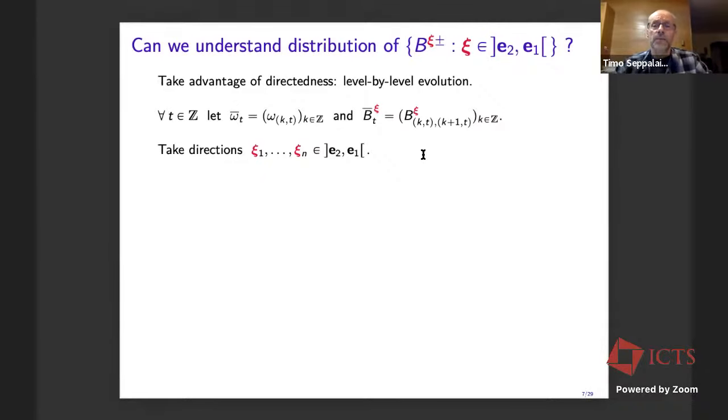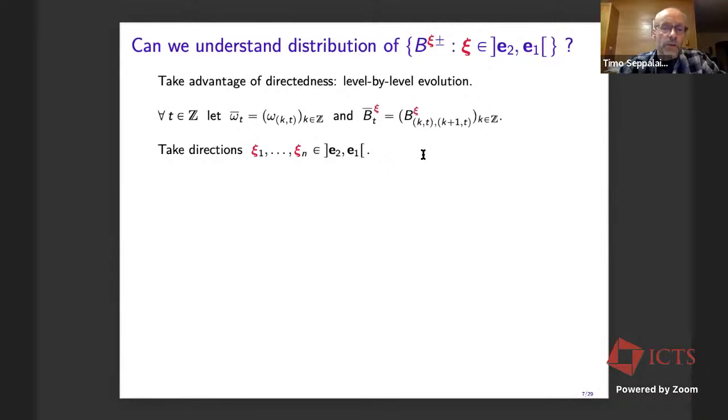For the b values, I'm only taking the nearest neighbor values. The Busemann function is additive, as you can see immediately, at least from the limit definition. So it's enough to take nearest neighbor increments to understand the whole thing.